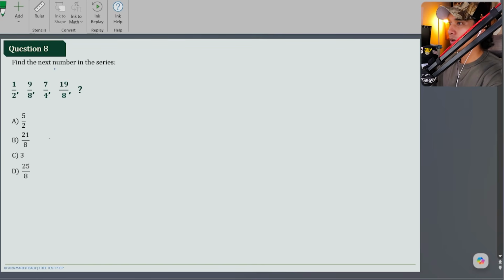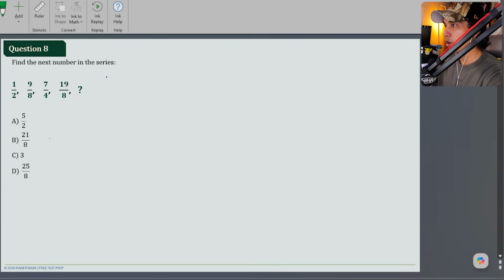Okay, so the denominators. I'm going to be looking at the denominators. Well, I see that our highest number in the denominators is 8. And this 2 and this 4 can be multiplied by something to equal 8, multiplied by a number to equal 8, to have all the denominators the same.